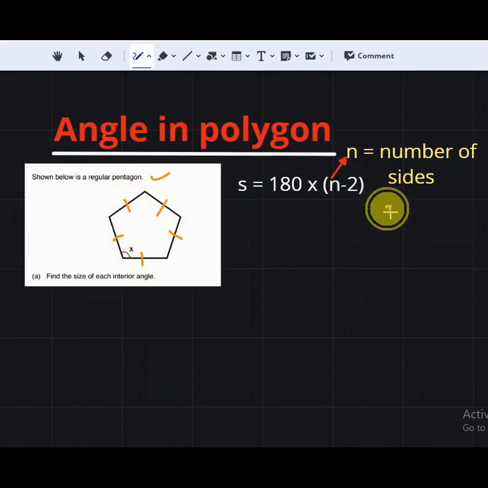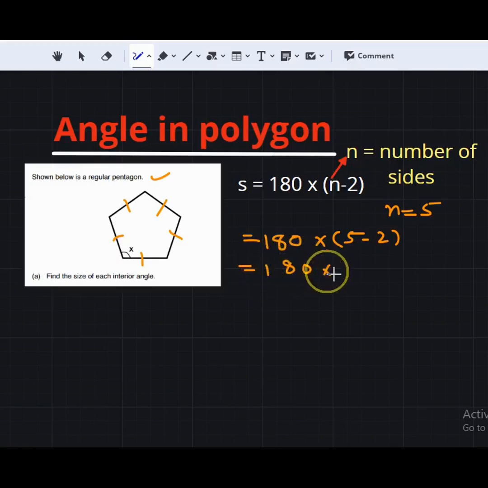Now I substitute n is equal to 5 in this equation. So I'm going to say 180 times 5 minus 2, which is equal to 3. So 180 times 3 is equal to 540. So 540 is the sum of the interior angles there.